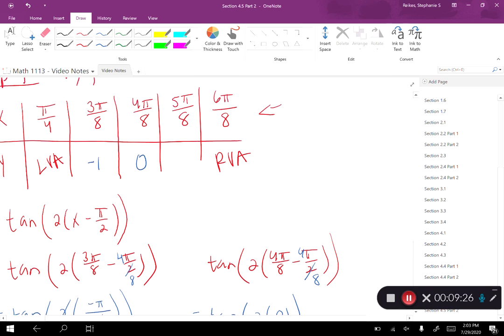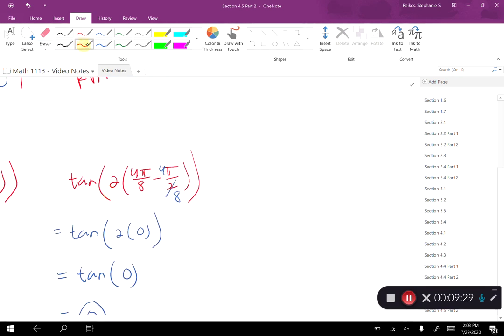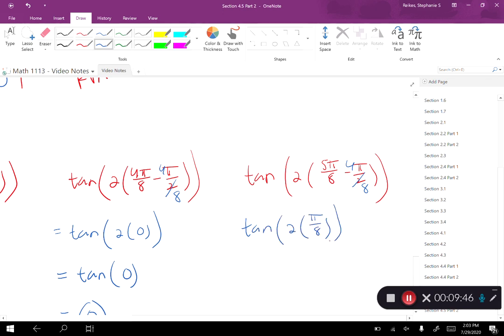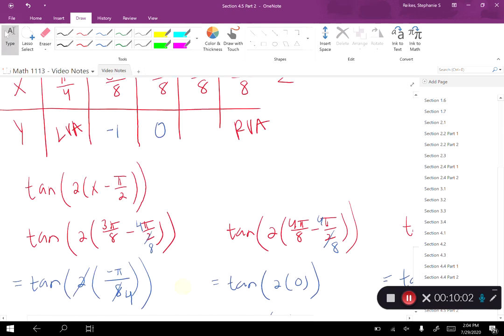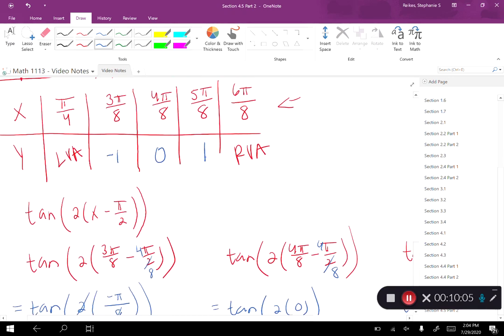And one more with 5 pi over 8. So tangent of 2 times 5 pi over 8 minus pi over 2. Again, common denominator 8. This time I have tan 2 times pi over 8. Multiplying by 2, that's going to reduce, and I'm going to have tangent pi over 4. And tangent pi over 4, back in quadrant 1, is 1. Positive 1 there. Good, and then we're almost complete.